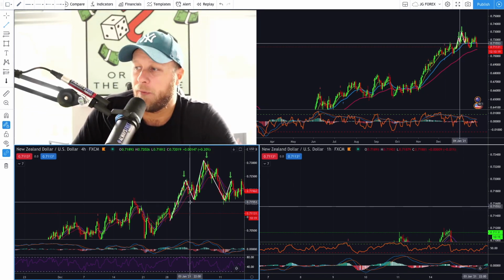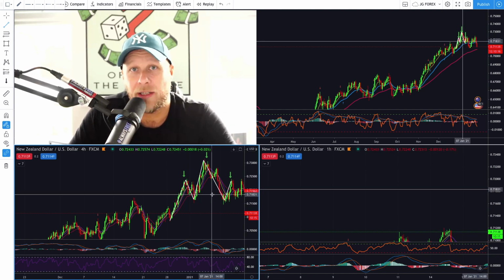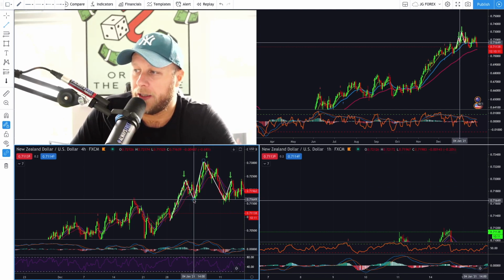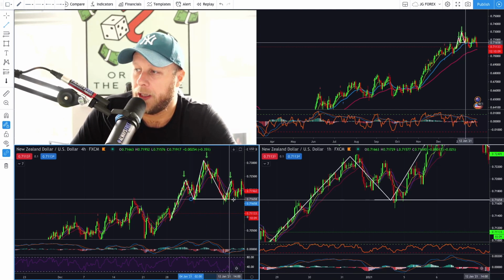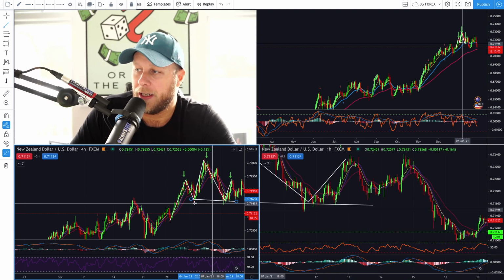So the way that I define the neckline of the head and shoulders is the lowest close to the lowest close. All right, so very simply, you're looking at the lowest close down in this neckline, which would be this red candle here, to the lowest close of this neckline here, right?